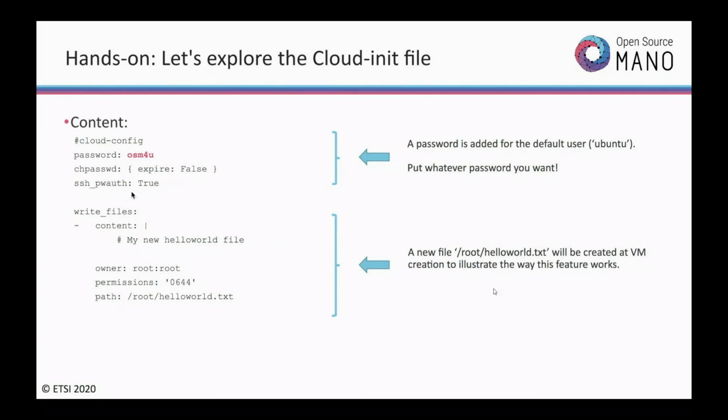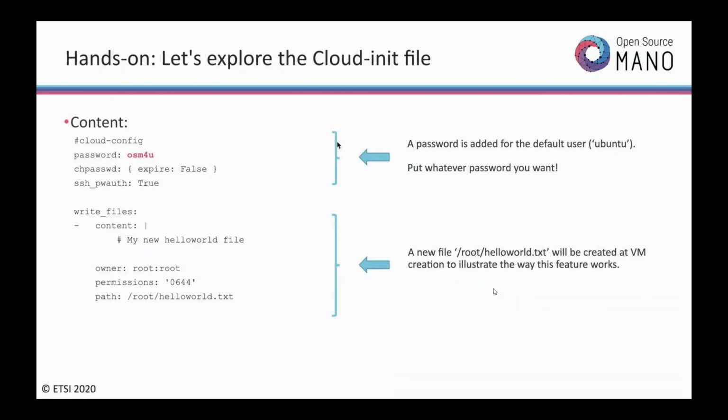this information to the virtual machine, and the virtual machine will know that it's going to change the password, and set the password authentication to true, because by default in a cloud image it is set to false, and it won't expire. And it also will write a new file to the root folder with specific permissions.